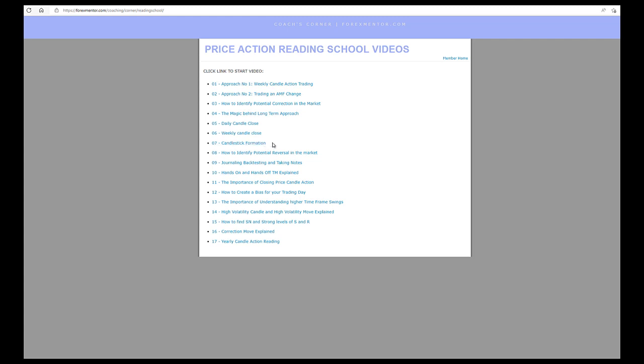Obviously the candlestick formations are super important, like pin bar, engulfing, etc. I picked 5 of them, the most important ones, and those are the ones we are trading. Reversals in the market, back testing. Do you even know how to back test properly? Again, hands on, hands off. Explain again the importance of the closing price action.